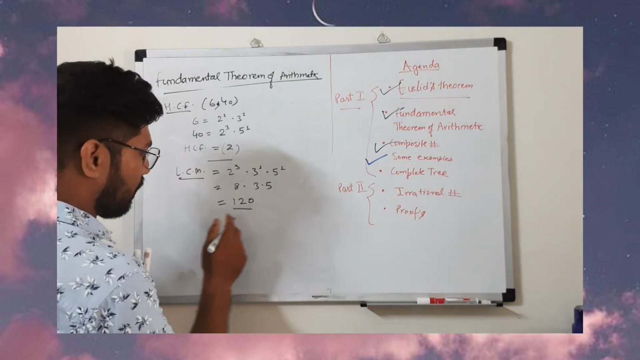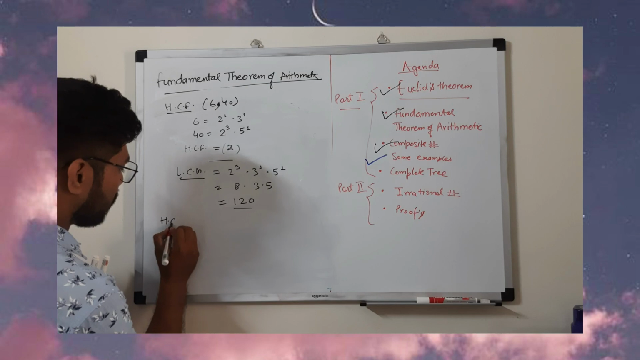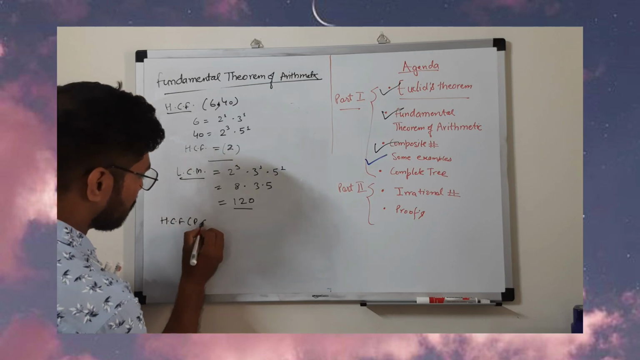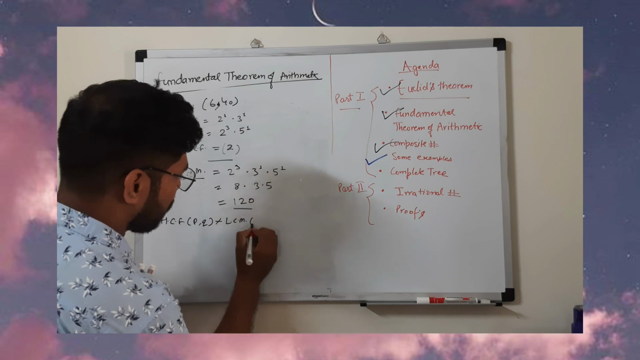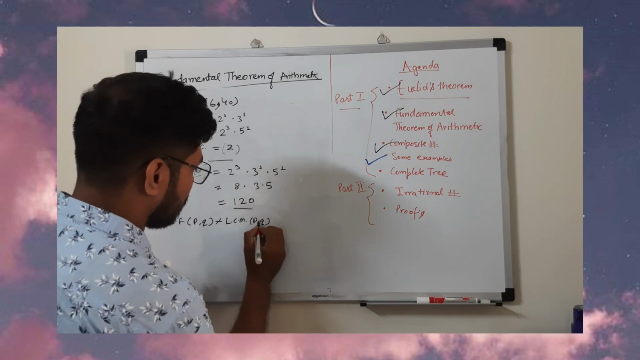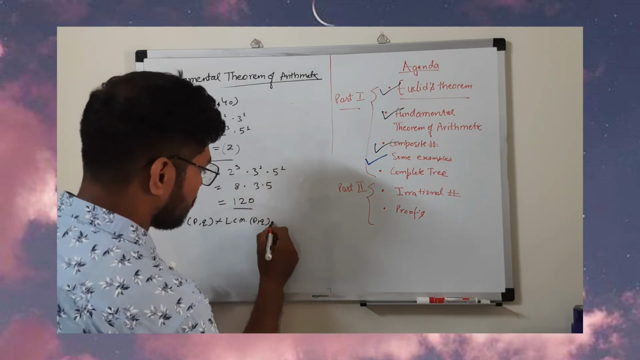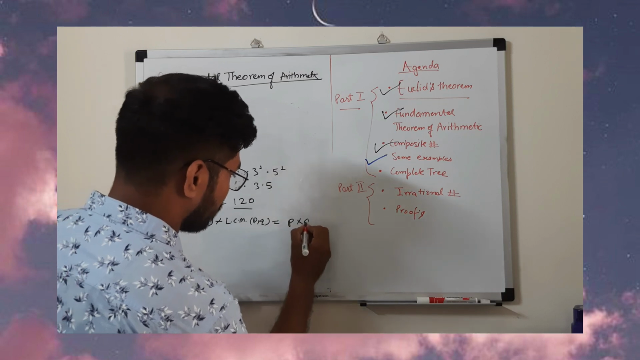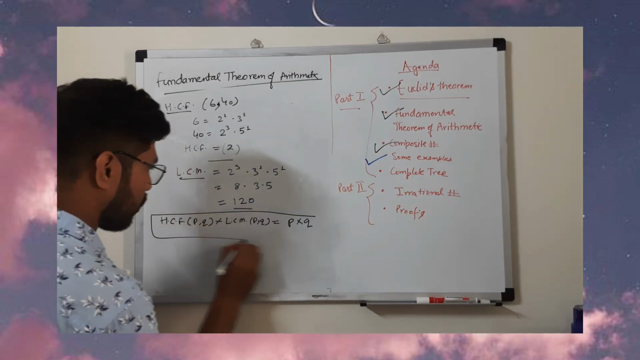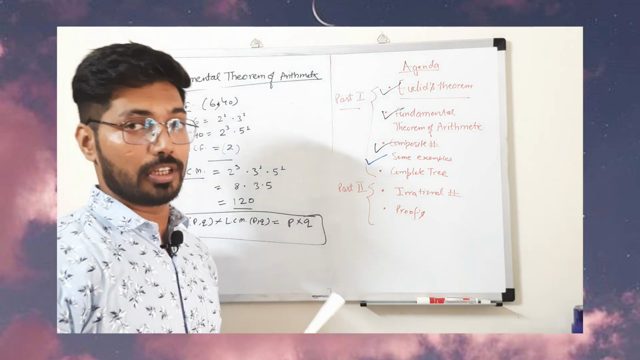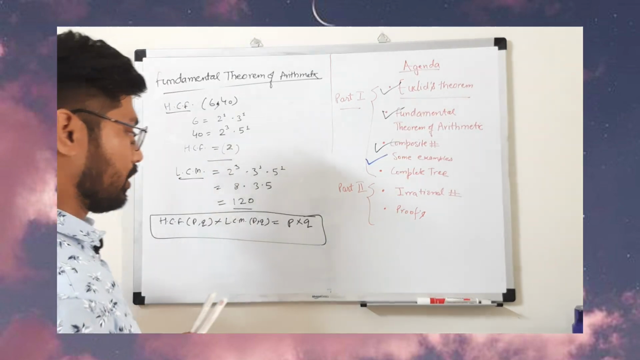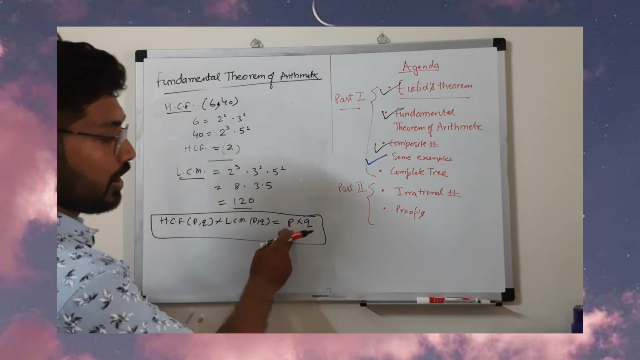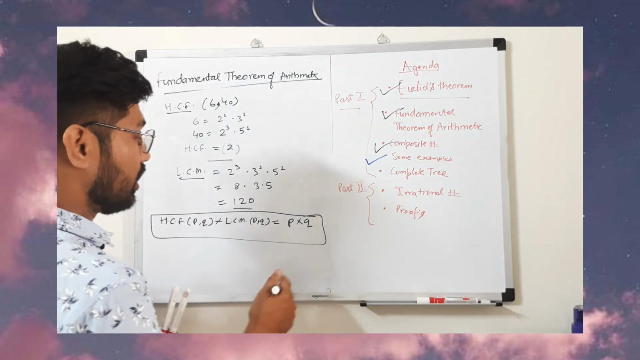Now I am giving one formula actually: HCF of any two numbers P and Q into LCM of P and Q is equal to P into Q. This theorem is very important from your exam perspective. If you know any of these, you can find the other number. If you know the LCM and HCF, and you know P, then you can find Q. So this is the theorem.